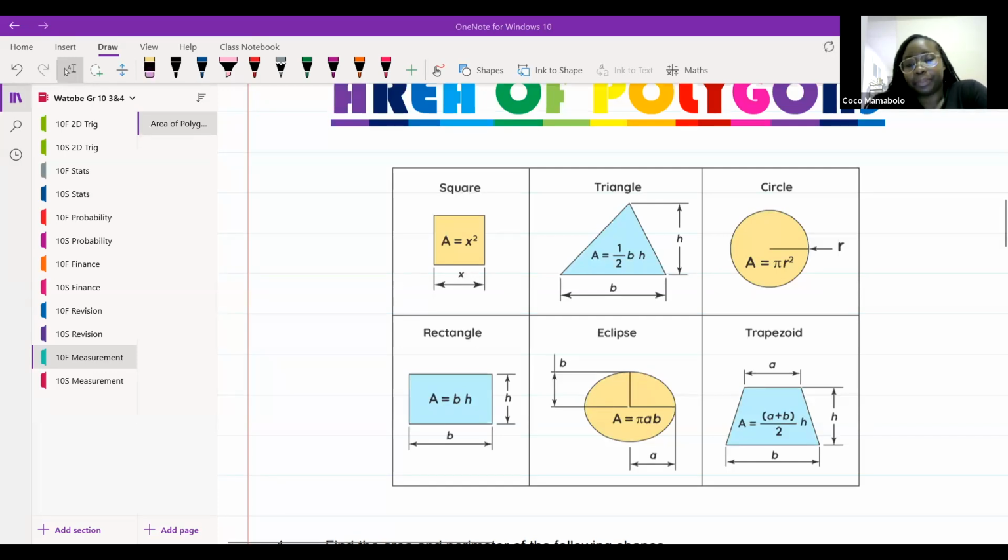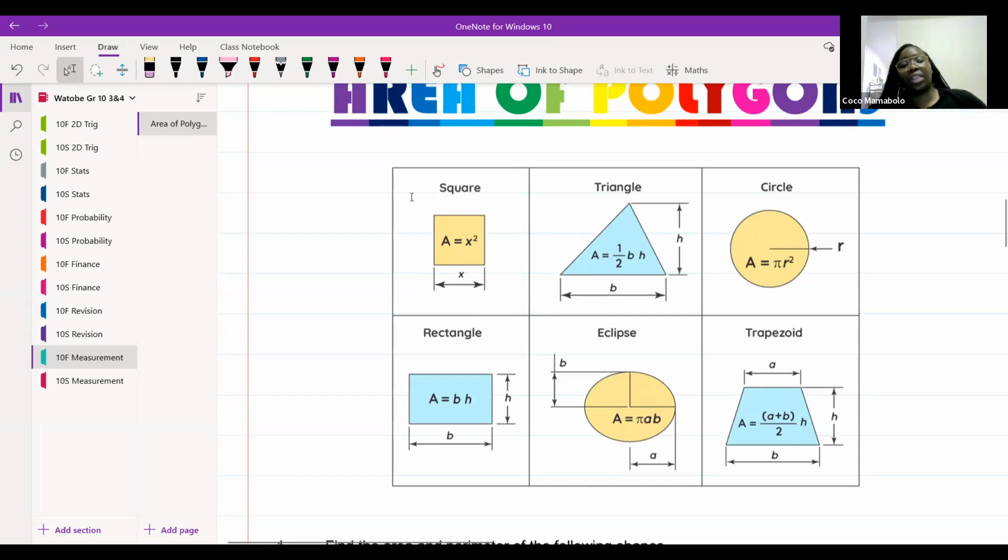Before we get started, give me a thumbs up if you have already done measurement at school. Give me a thumbs down if you have not. Okay, Kaganipo says yes, they have. Excellent. Okay, so not that many of you, but it's perfectly fine.